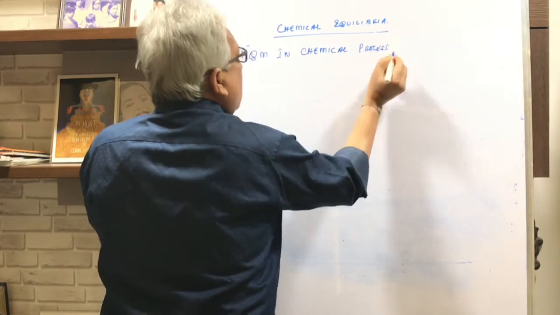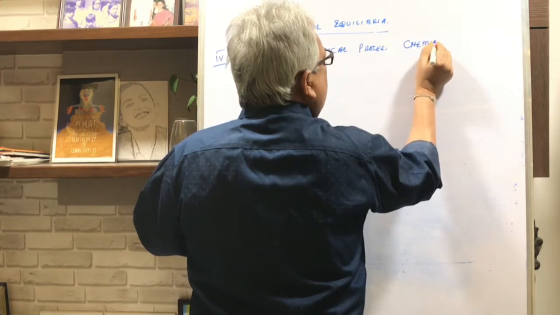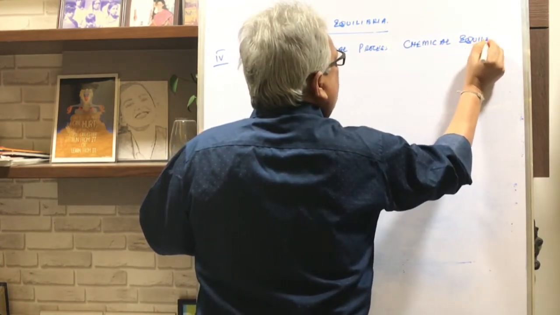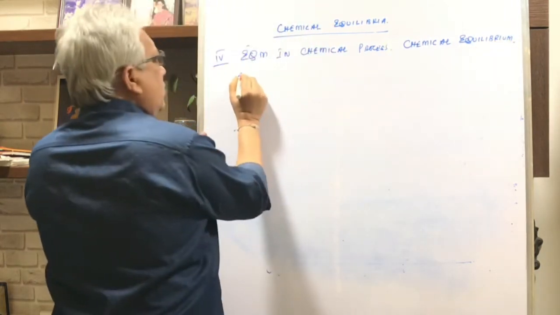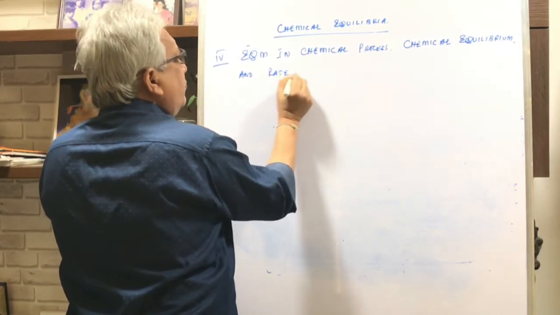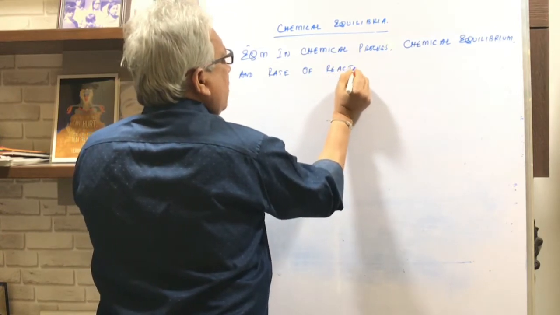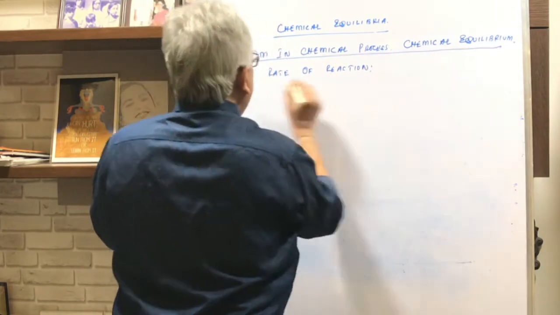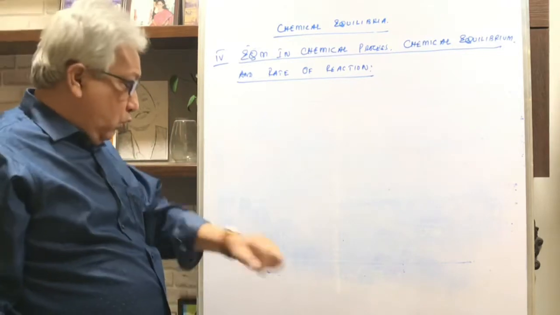then chemical equilibrium, that is just the definition of chemical equilibrium, and one more thing we have to discuss over here is the rate of reaction, because whatever you are going to discuss in that rate of reaction will play a very important role later on. So these are the three things that we will discuss in heading number 4.